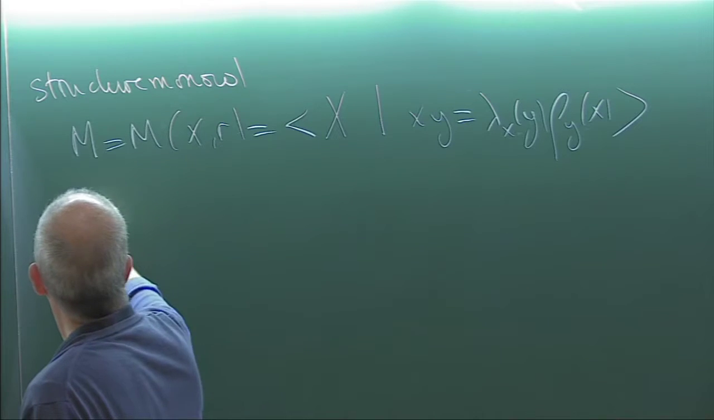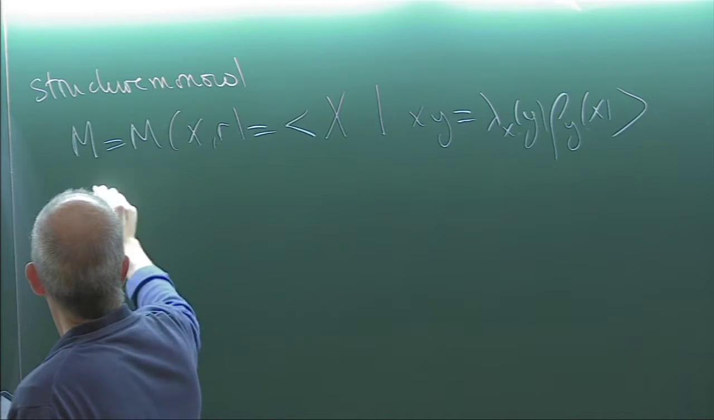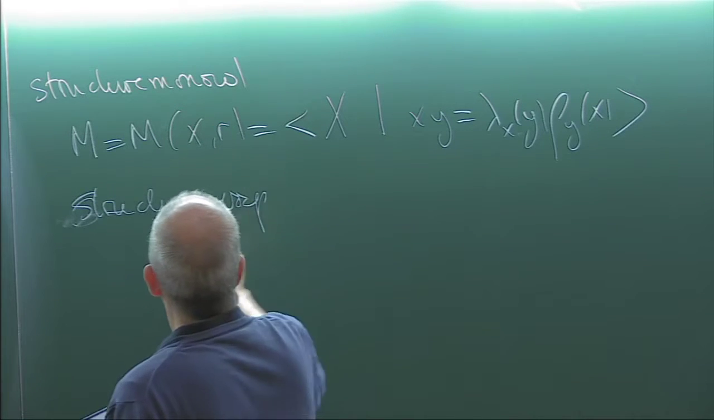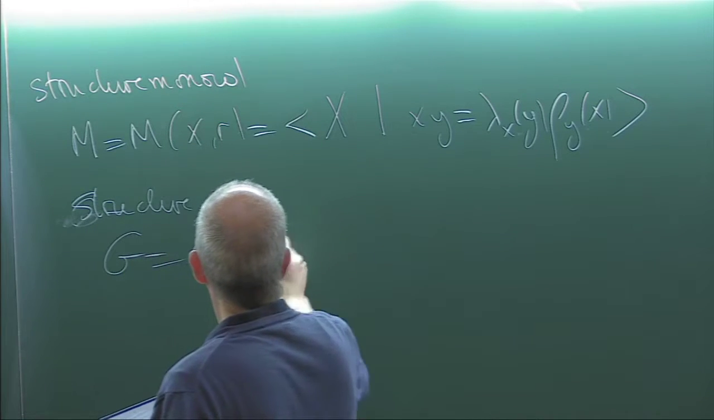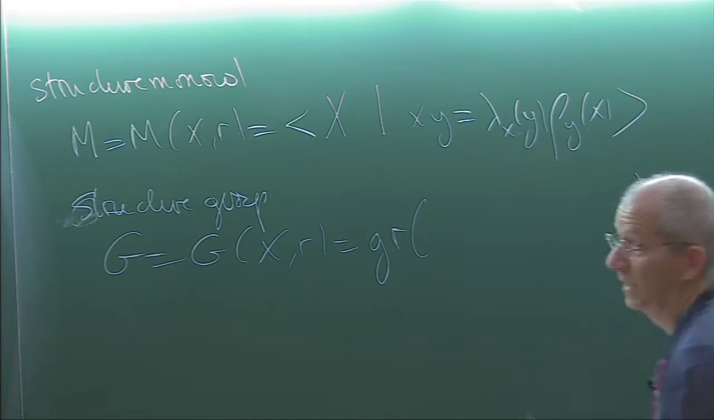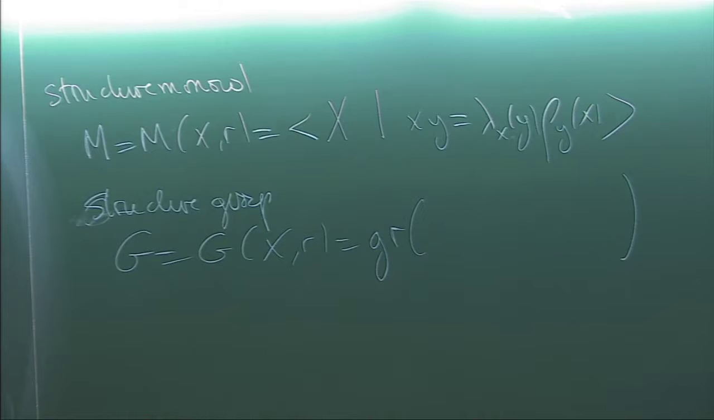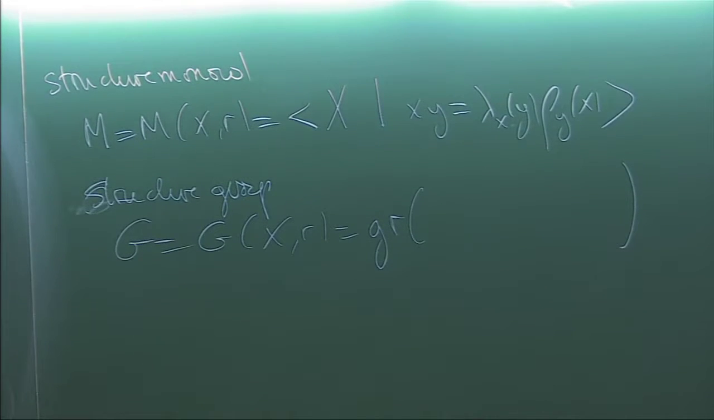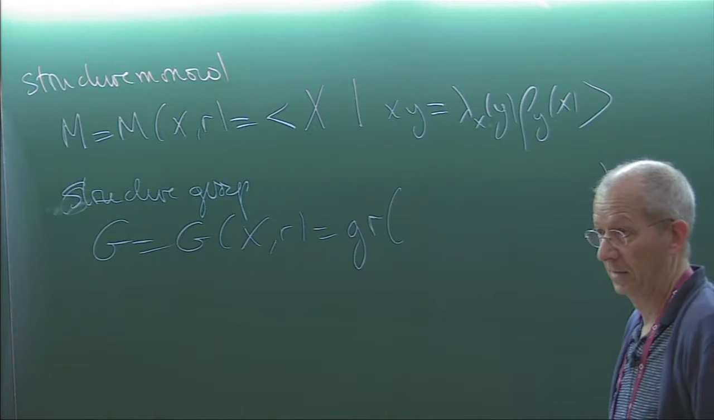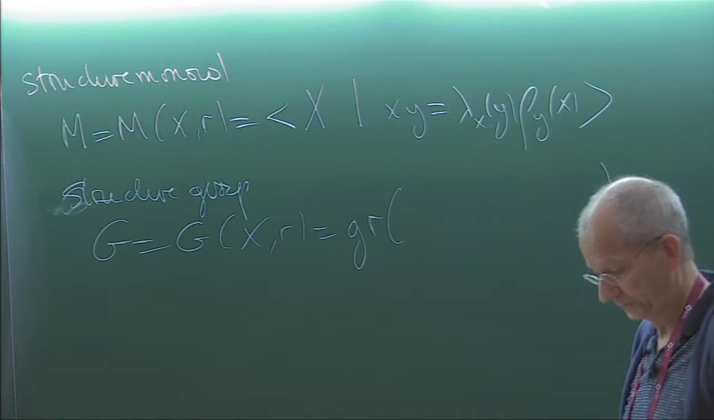Etingof and Soloviev, they looked at the structure group. I'll denote it by G. And this is the group with the same presentation, but as a group. You have to be careful if you work in the group. Some of the letters might become identified in these things. That doesn't happen in the monoid.